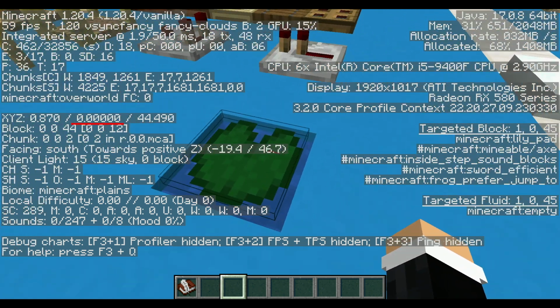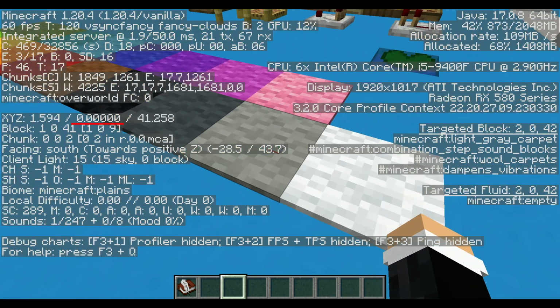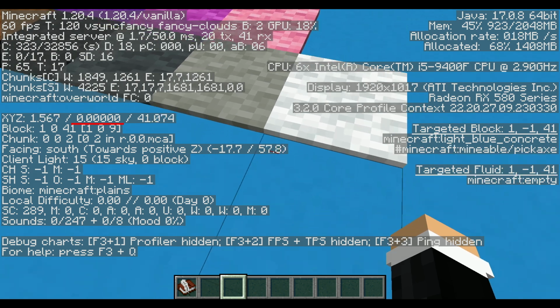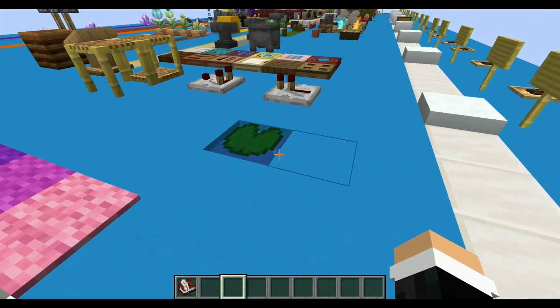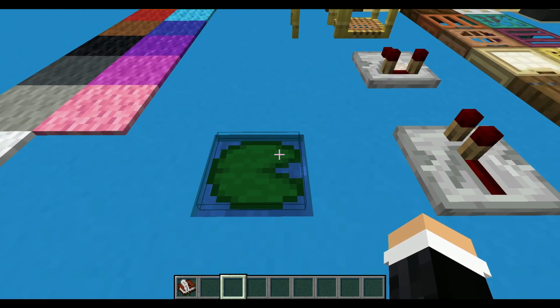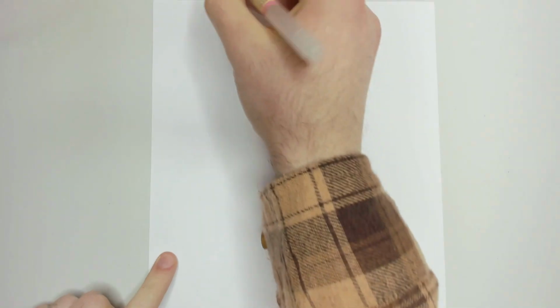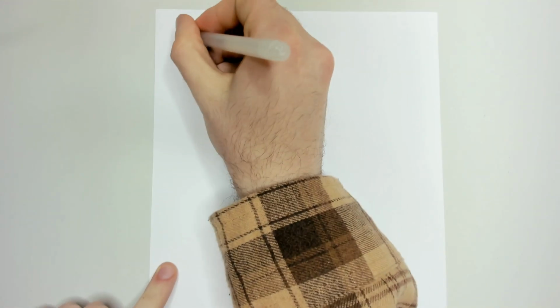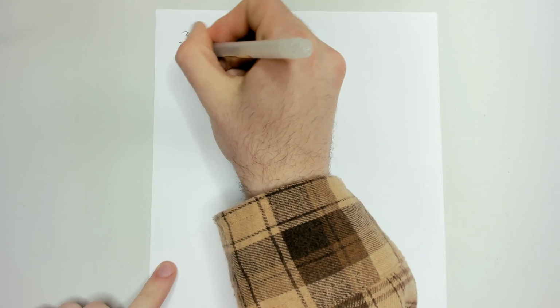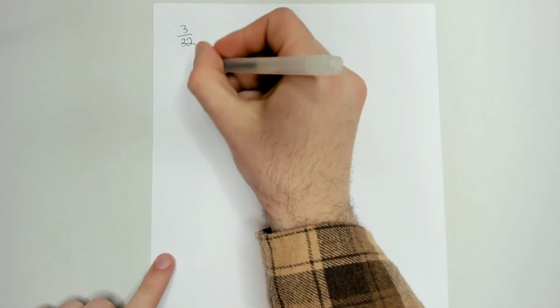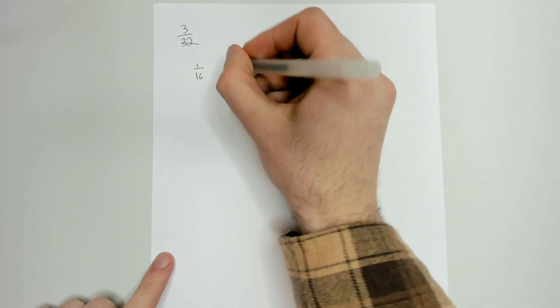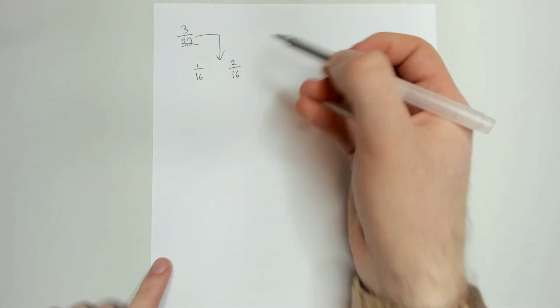Okay, well, how does that work if we're kind of thinking of things in terms of sixteenths, right? Because 1/16 is 1 pixel. What's going on here? Let's go to some pen and paper and work this out. All right, so we are working with 3 over 32. And we know that this is going to be between 1/16 and 2/16. And why is this the case?